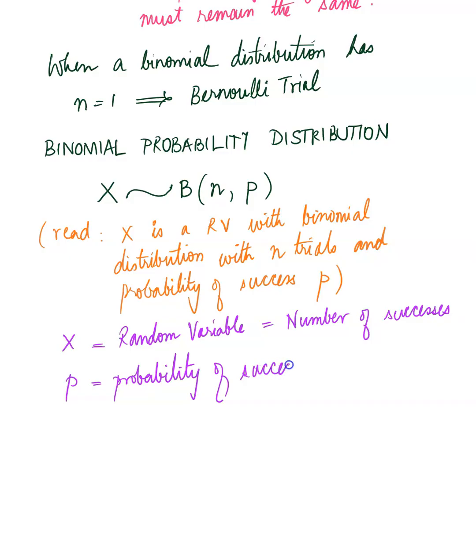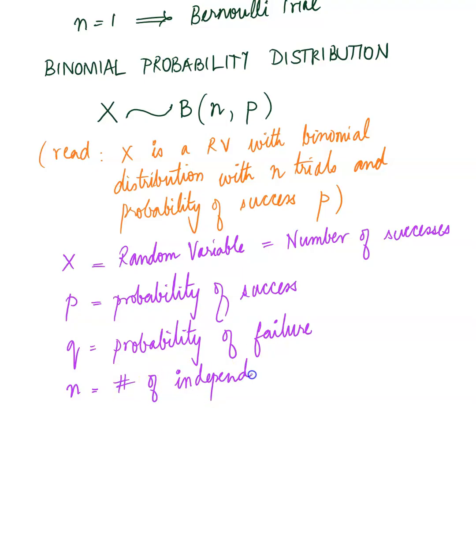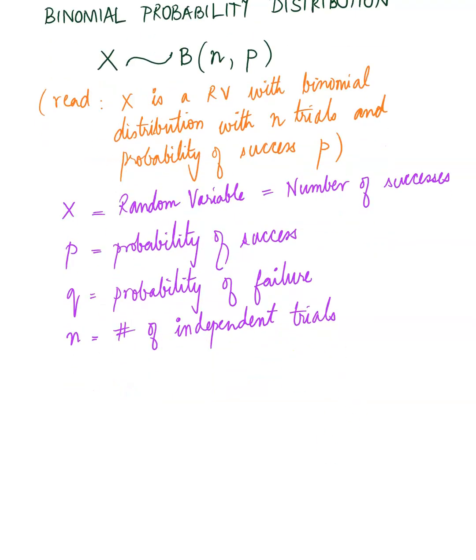These notations are so important because especially when you use your calculators, that is how we understand. So we should know what they stand for so that we'll be able to punch in the numbers appropriately. Q is the probability of failure. N is the number of independent trials. If it is a binomial distribution, you will know n because n should be a fixed number. The mu is the mean.